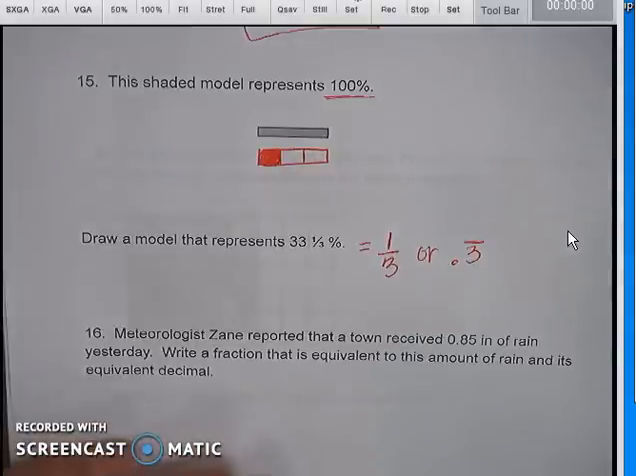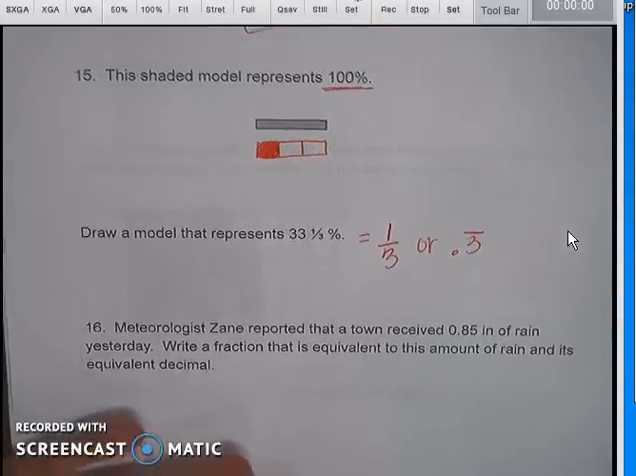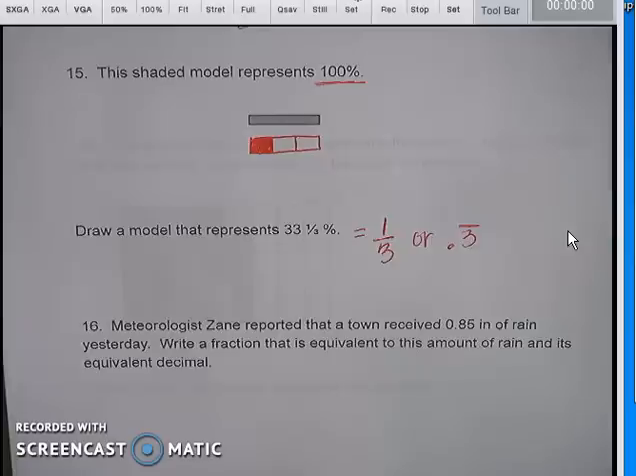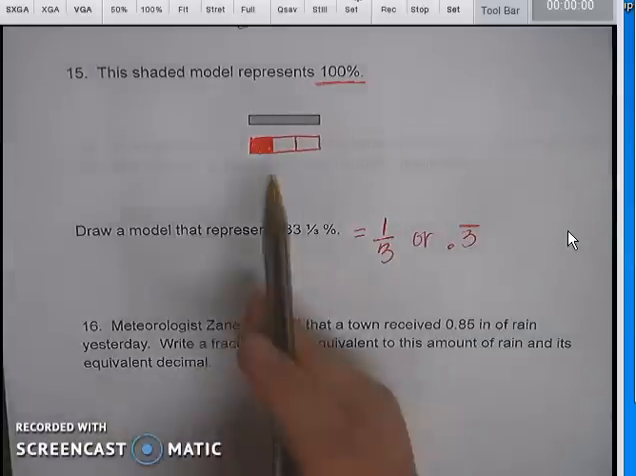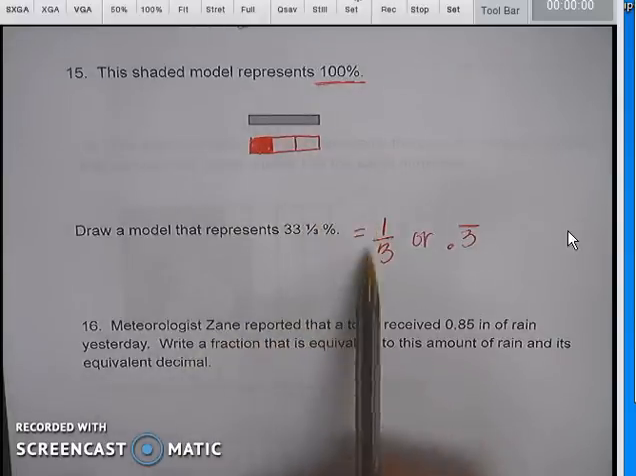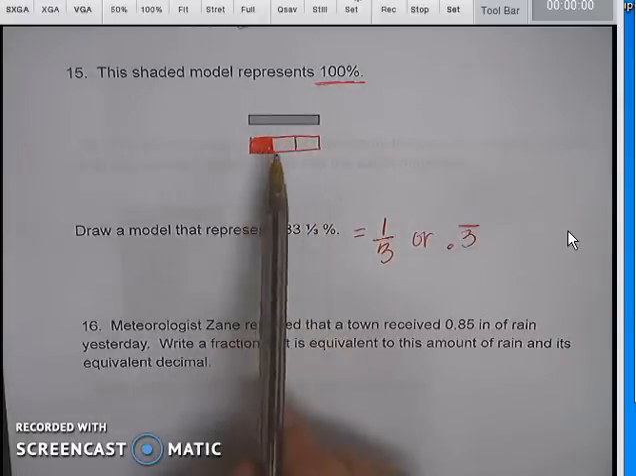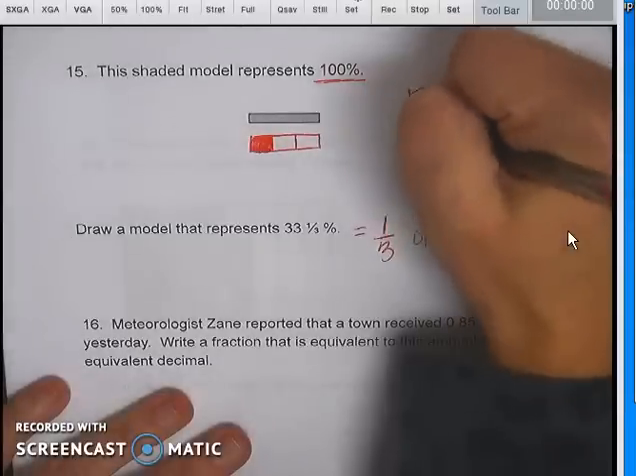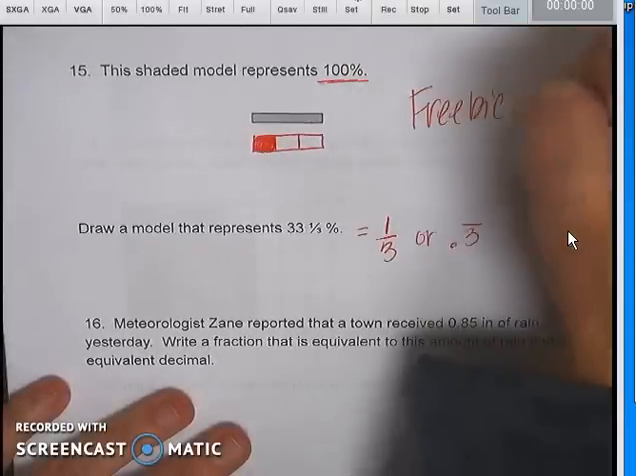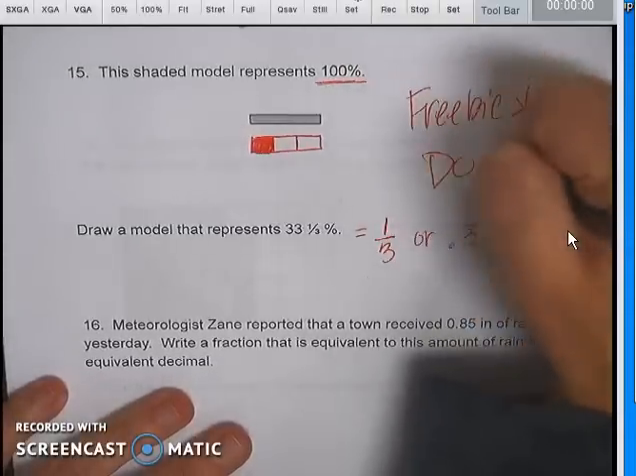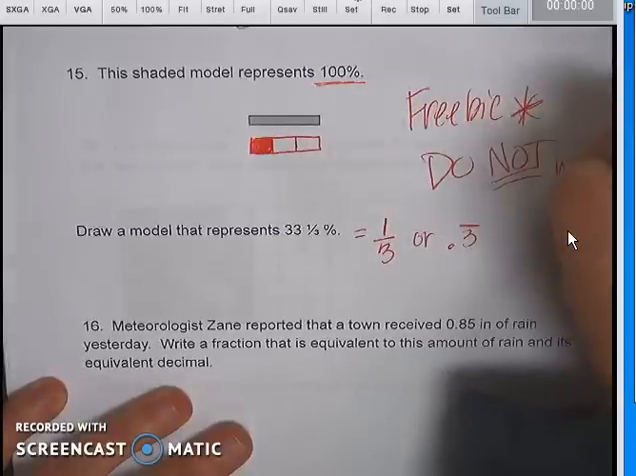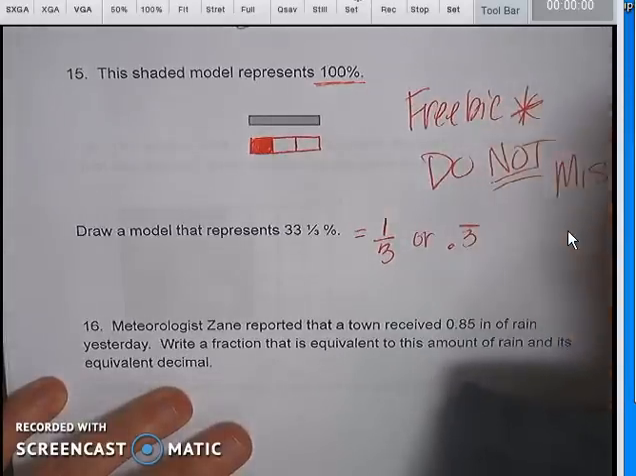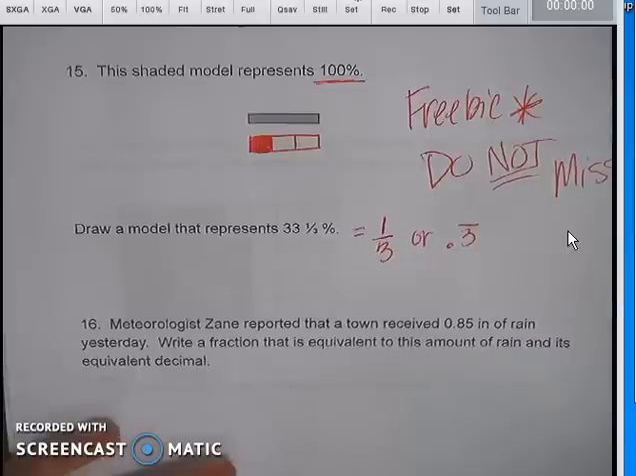Do not, I repeat, do not mark that 33 1/3% is 3 wholes and a part of another one. No, this is 33 1/3% is equivalent to 1/3. What would be 1/3 of this entire thing? This one is a freebie. Do not miss. It's a baby easy one.